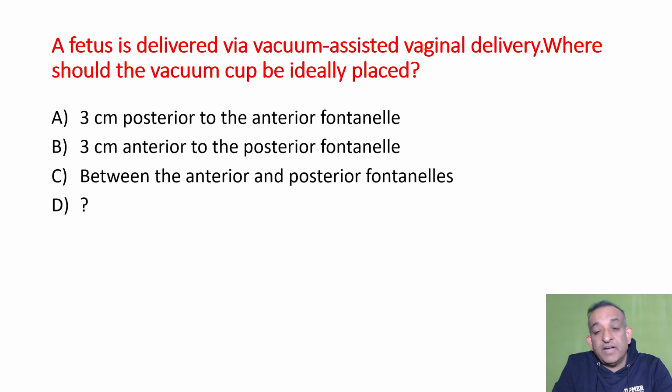A fetus is delivered via vacuum assisted vaginal delivery. Where should the vacuum cup be ideally placed? So, this question came last year in NEET, and I was telling you that it's not that NEET questions won't come for you. And exactly that's what has happened. The same question has been repeated, and the vacuum cup has to be put on the head near the posterior fontanelle. So, generally, what we do, we put it just below the posterior fontanelle. So, the choice has been recalled just like that, 3 centimeters anterior to the posterior fontanelle. All right, so that's the answer. And yeah, let's move on.